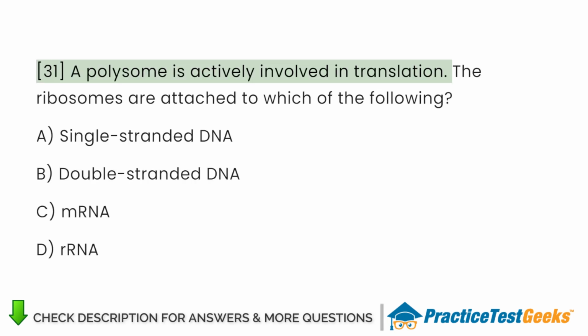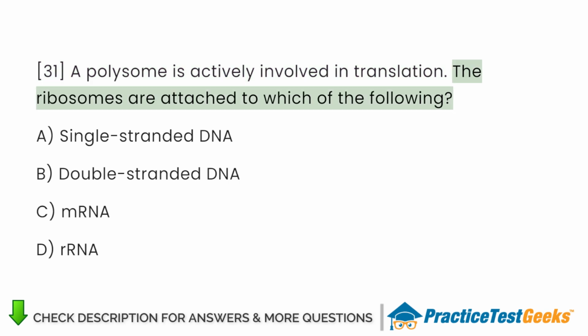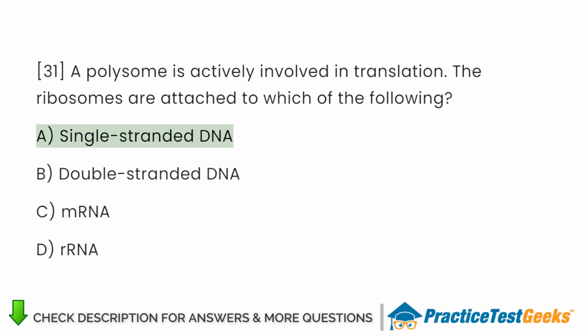A polysome is actively involved in translation. The ribosomes are attached to which of the following? A. Single-stranded DNA. B. Double-stranded DNA. C. mRNA. D. rRNA.